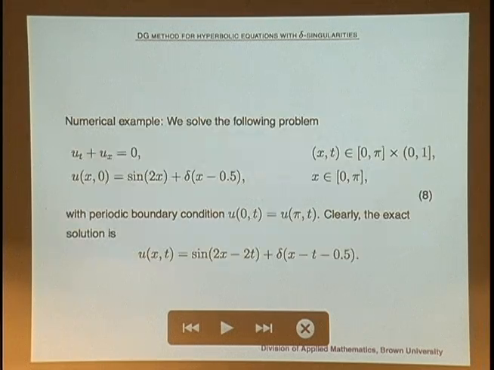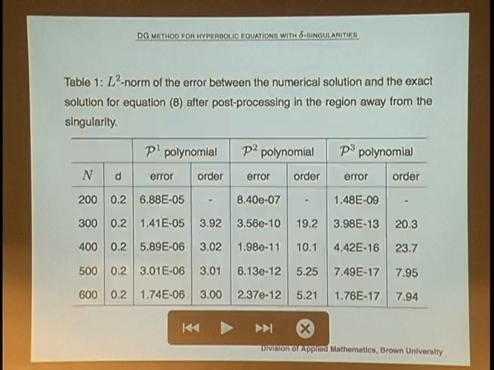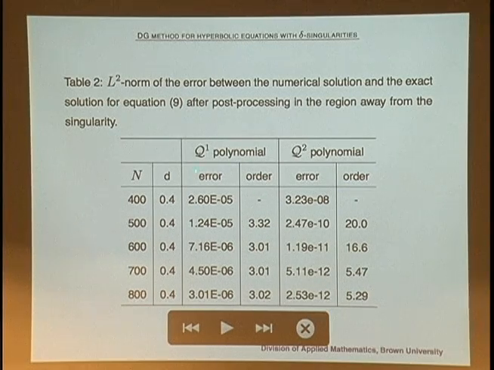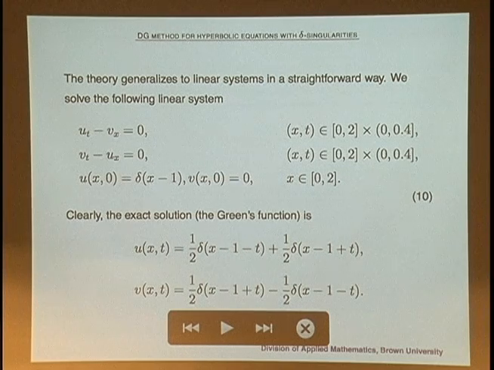Okay, so this is a numerical example. You can see that indeed, after post-processing, P1 polynomial you get third order, P2 fifth order, P3 seventh order. So this is 2k plus 1, right, after post-processing, and measure it away from the singularity. In 2 dimensions, you can get the same thing: Q1, third order, Q2, fifth order. You can do hyperbolic systems, get the same thing.